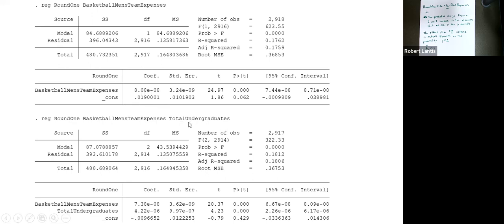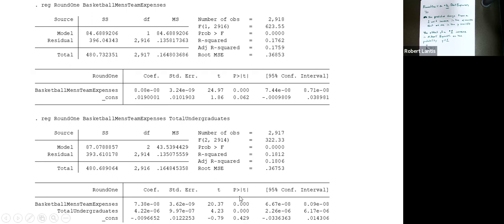And then as I added in this additional control, what should happen to my R squared? Well, if I'm using more variables to explain that Y variable, it should go up, right? And it does. Not by much, but it does go up a little bit. So once I control for the total number of undergraduates, notice my coefficient does change a little bit. Not a whole lot, but I went from like 7 zeros and an 8 to 7 zeros and a 7. So a little bit smaller. Still significant, right? We've got a p-value of 0.